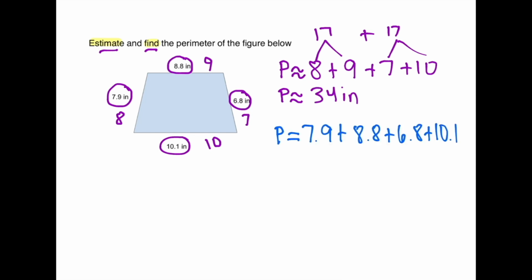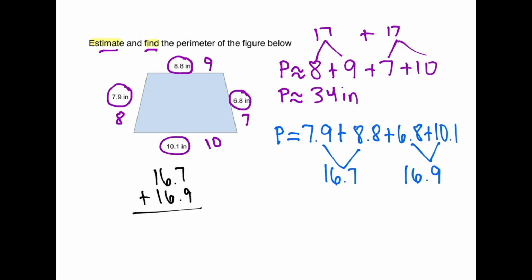To find the actual perimeter, we need to take 7.9 plus 8.8 plus 6.8 plus 10.1. Just as we did above, we can put together 7.9 and 8.8. That gets us 16.7. We can also put together 6.8 and 10.1. That gets us 16.9. We can add those two to get 7 plus 9, which is 16. 6 plus 6 plus 1 makes 13. And 1 plus 1 plus 1 is 3. And we can see our actual perimeter is 33.6 inches.